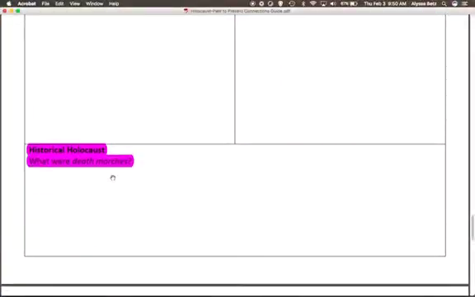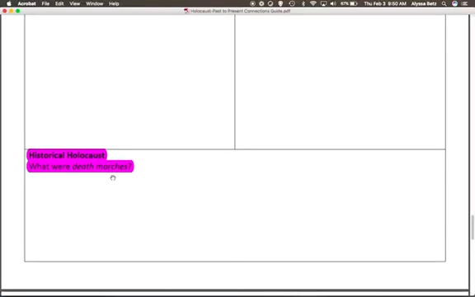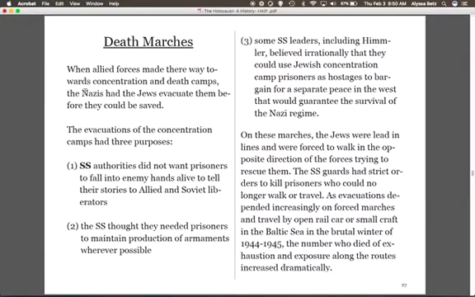Now we're on to the bottom box on page 4. What were death marches? When Allied forces made their way towards concentration and death camps, the Nazis had the Jews evacuate before they could be saved. The evacuations of the concentration camps had 3 purposes.